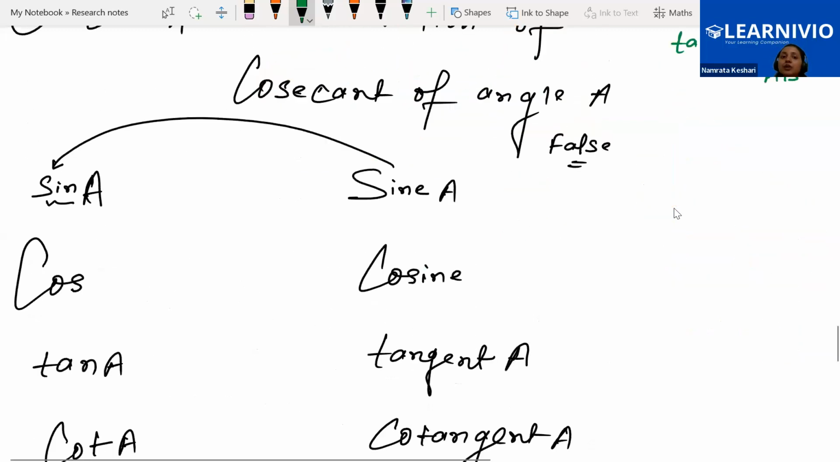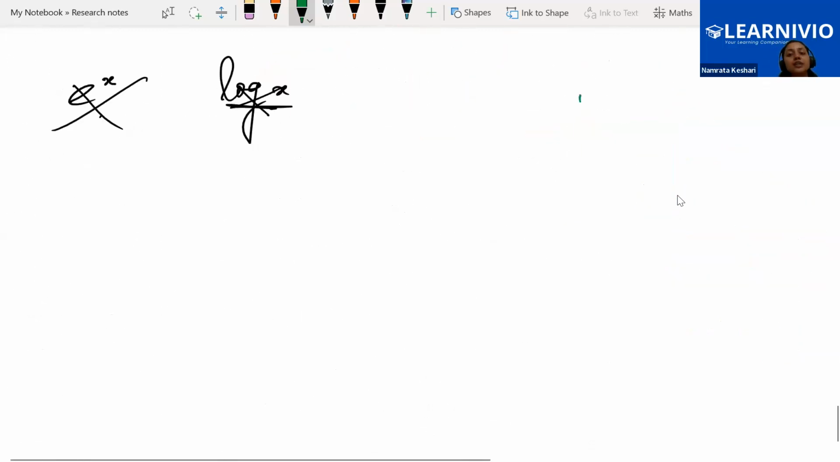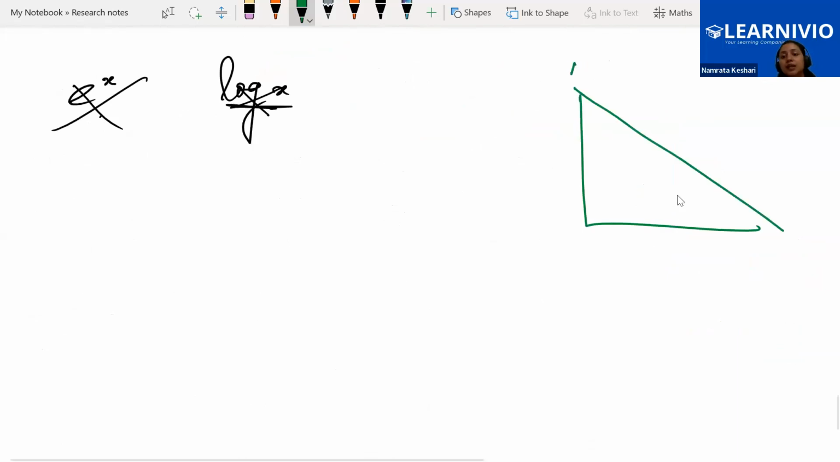We understand that in a right angle triangle, the biggest side is the hypotenuse, and AB and BC can be anything. In between AB and BC, AB can be larger than BC, BC can be larger than AB, anything can happen. So we have to check accordingly.